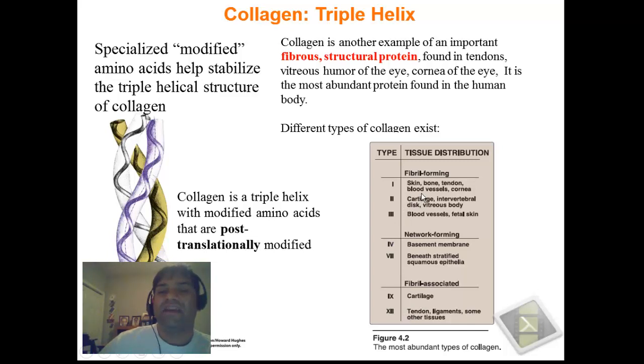Here, type 1, 2, and 3 collagens give that elasticity to skin, flexibility to tendons, and vessels. These are really extracellular matrix components. Elasticity with blood vessels. So different collagens, different types of modifications, but all collagens are unified by that triple helix.